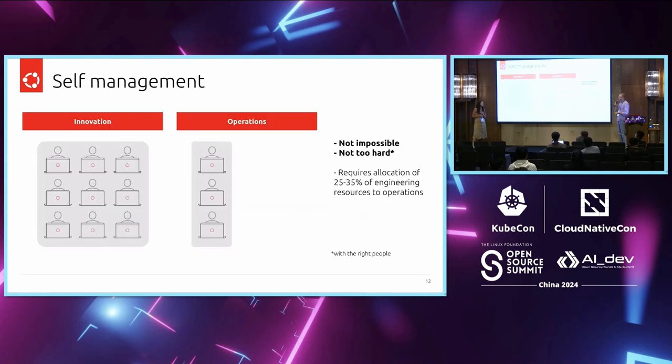Let's look a little bit at self-management. Obviously, as a product manager for managed services, you're going to expect me to say, oh, it's terrible, don't do it, right? Absolutely not. Self-management is not impossible, it's not too hard, it has plenty of very good use cases. But what will generally happen is that if you need a certain amount of engineers to innovate, you'll probably need 25% more of those just to keep a level of operational excellence stable. So it requires an allocation of about 25 to 35% of engineers, obviously the right, very skilled engineers, to operate that.